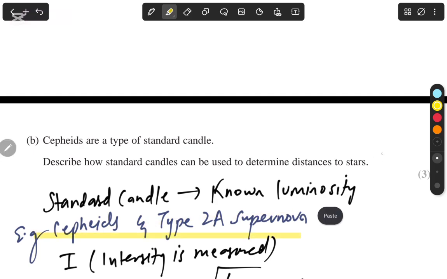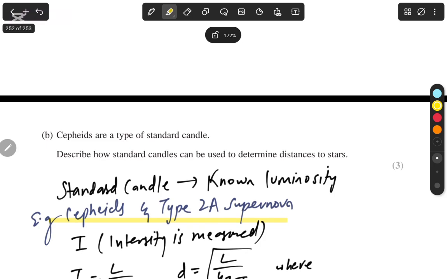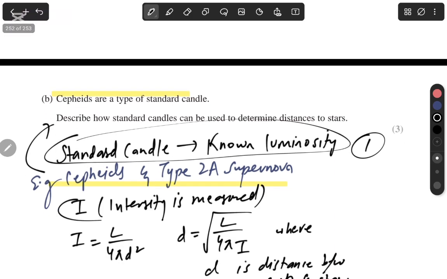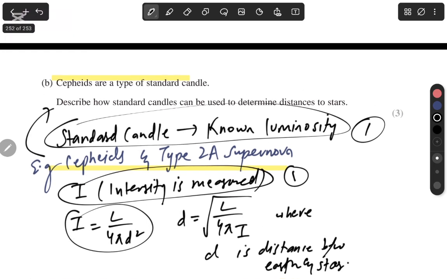But often this will come in exams just as extra information for the question, like we just had right now. So it's good to know that these two can come up in exams. So this gives you 1 mark. Then intensity, we're going to measure it. So that's 1 mark. And then we can use this formula, which is intensity equals luminosity divided by 4 pi d squared, and I'm going to make d the subject. Using this, I can find the distances to stars, where I can find the d value, and that's the distance to the stars. That gives me my 3rd mark.